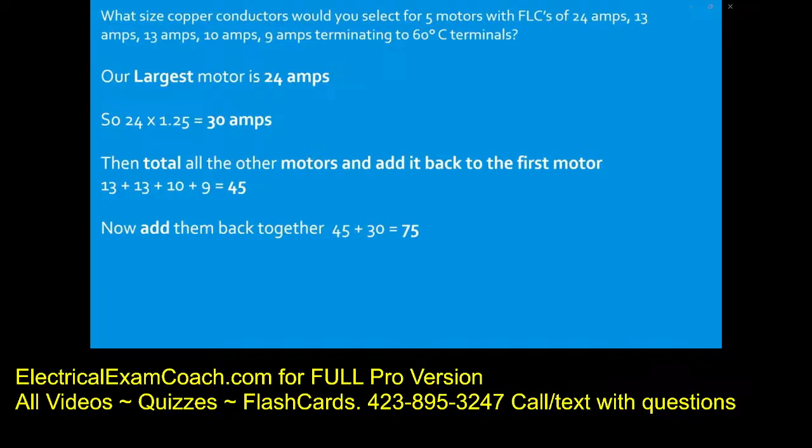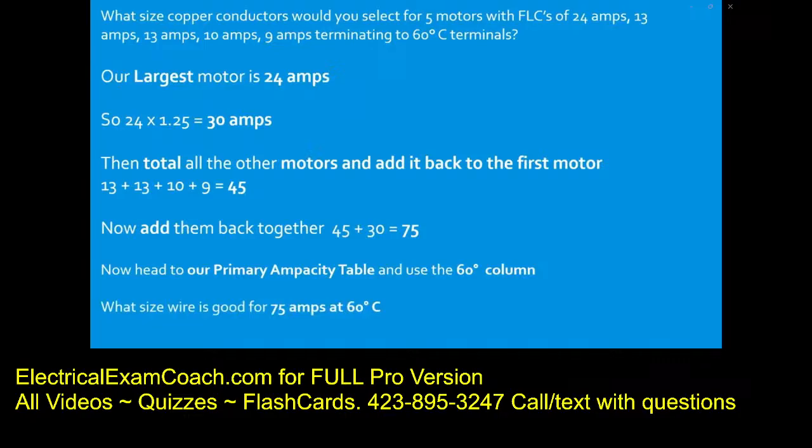Now all we have to do is head to our primary ampacity table, being sure to use the 60° C column. The conductors they're asking for are copper. So we go down: what wire is good for 75 amps in the 60° C column? That's right, we're going to select D.